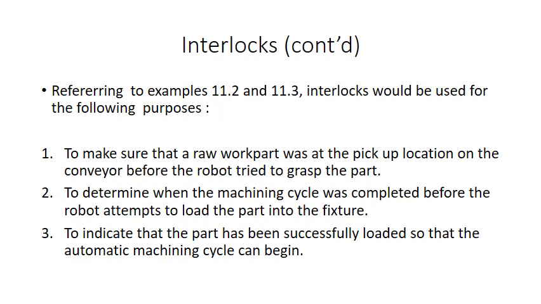Referring to examples 11.2 and 11.3 in the textbook, interlocks would be used for the following purposes. 1. To make sure that a raw work part was at the pickup location on the conveyor before the robot tried to grasp the part. 2. To determine when the machining cycle was completed before the robot attempts to load the part into the fixture. 3. To indicate that the part has been successfully loaded so that the automatic machining cycle can begin.